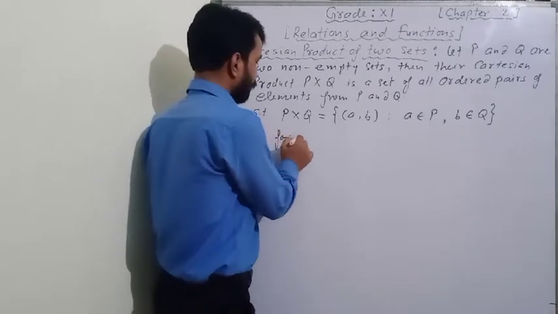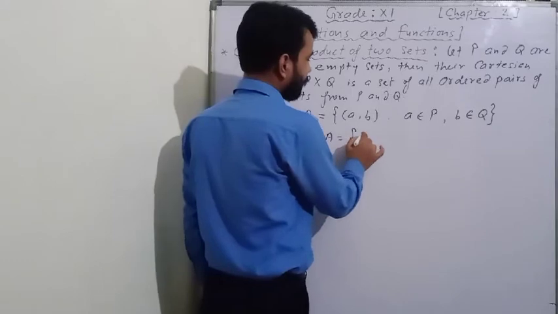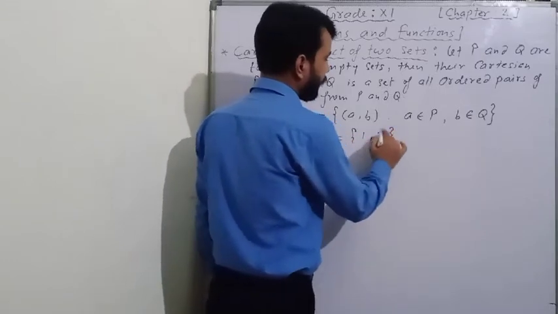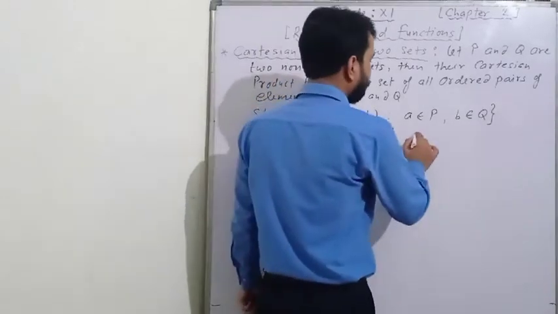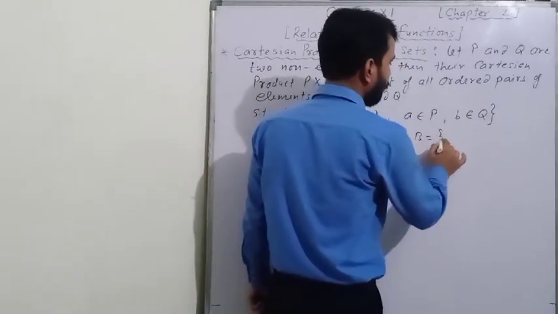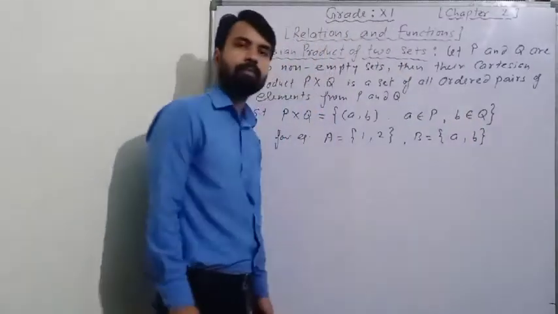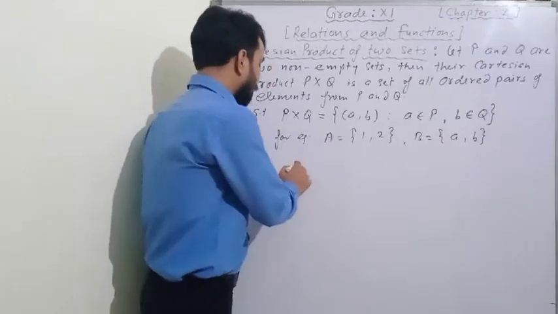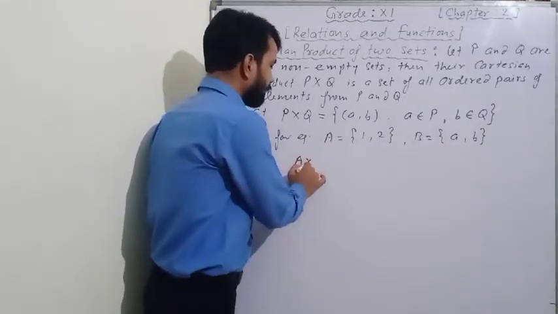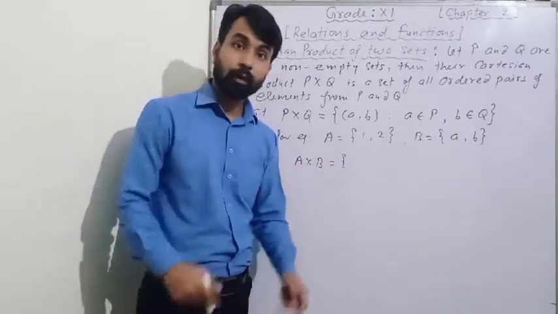For example, A set is here and the elements of set A are 1, 2. Clear? And B set is also here and its elements are a, b. And I want to find their Cartesian product. So Cartesian product of set A and set B equals to, how can we find?